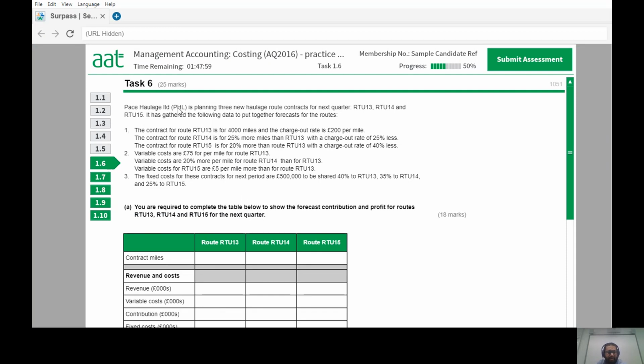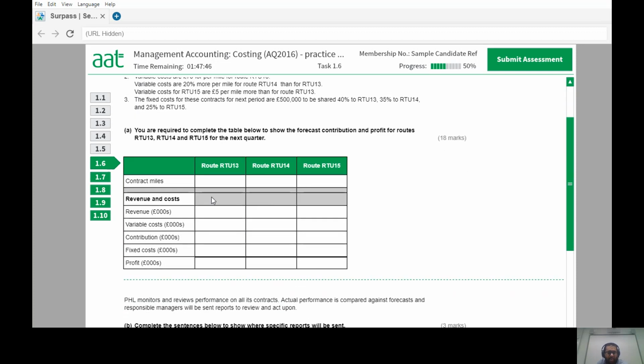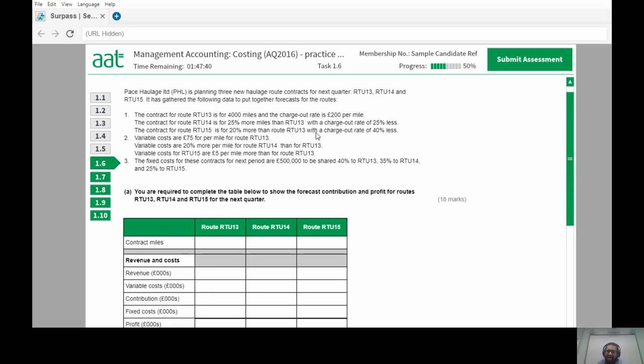Okay, Pace Haulage Limited, PHL, is planning 3 new haulage route contracts for the quarter: RTU 13, RTU 14, RTU 15. It has gathered the following data and put together a forecast for the routes. So they're giving you all this information. Now what we need to do is fill out all of this information with the given data. This is just a crunch of numbers. So we have to be careful how we interpret this information and how I'm going to be putting that information down here.